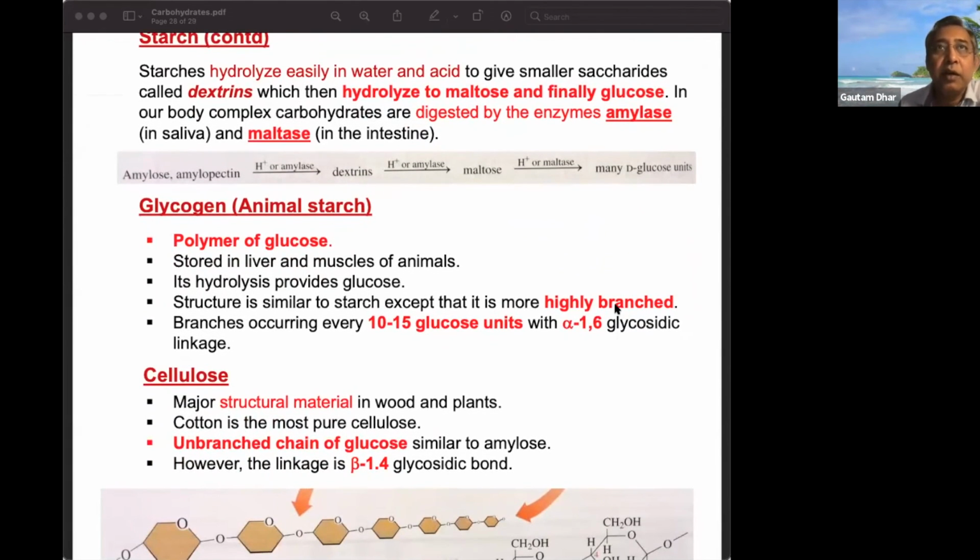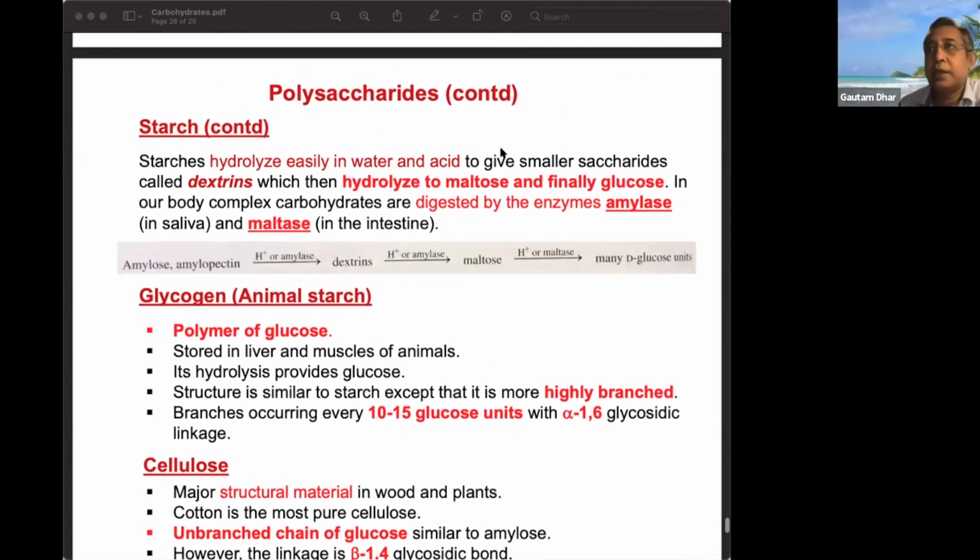Now, and it happens at different parts of the body. So amylase in the saliva. So amylase is helping to do the pre-digestion, giving you small pieces, but the actual digestion happens in the intestine with the maltase, giving you the glucose.